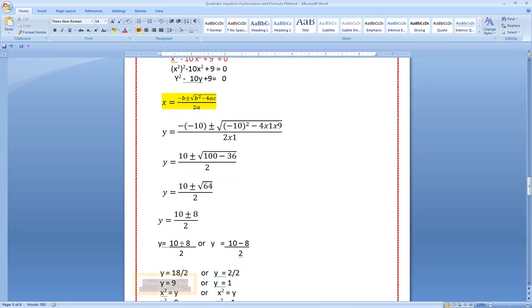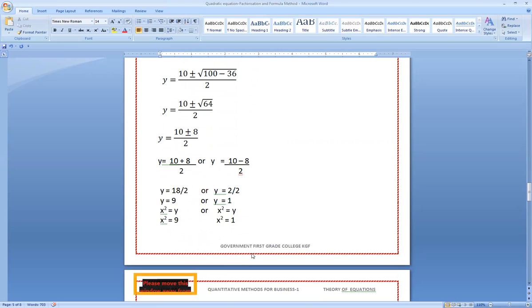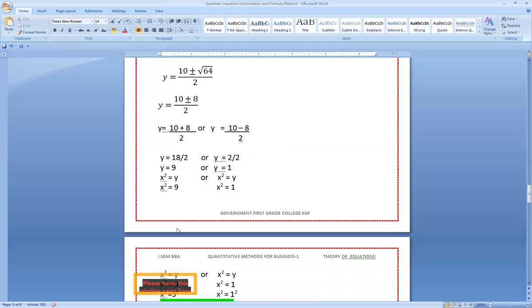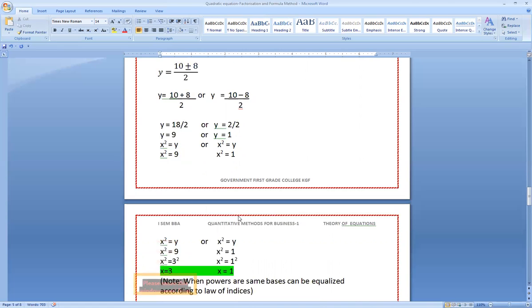So we have two values, one is plus 8, another one is minus 8. So y equals 10 plus 8 divided by 2, and another one 10 minus 8 divided by 2. Therefore y equals 10 plus 8 is 18 by 2, and y equals 10 minus 8 is 2 by 2. Therefore, the value of y is 9, and another value is y equals 1. We already have an assumption that x square is y, and here also x square is y. So x square is y equals 9, and another one x square is y equals 1.